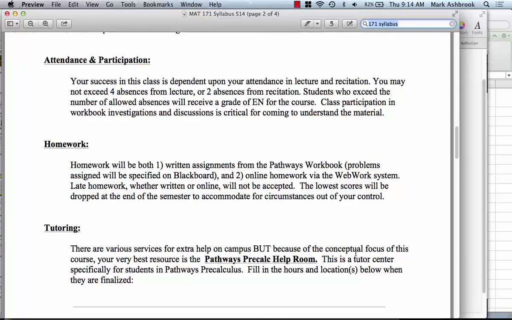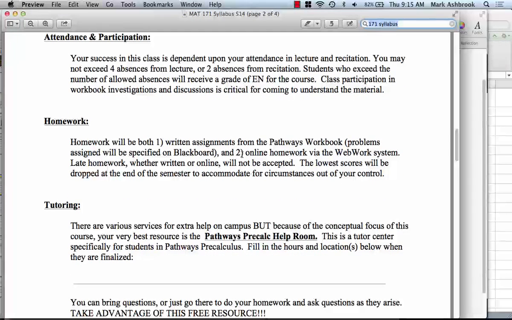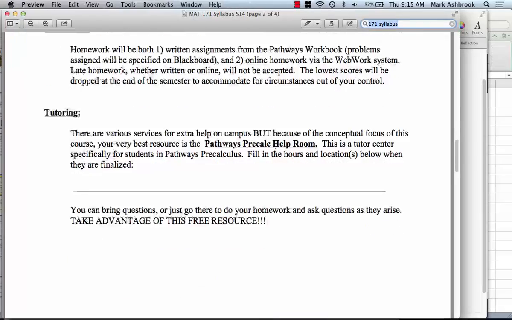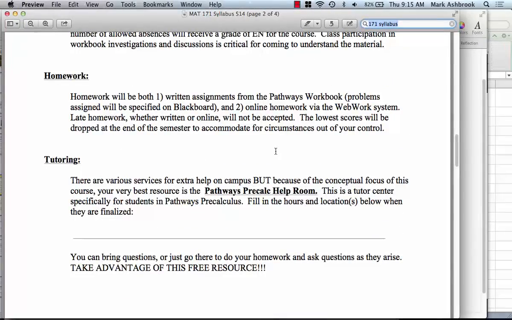I know some of you with official university things going on will bring me notes, and that's fine. But if you overslept or you had a really good reason for missing, it is just one of your 4. So you don't have to spend both of our times trying to get an excused absence. They don't exist. Homework will be from the workbook and on WebWork, which you did for today.